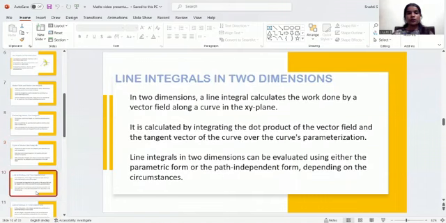Line integrals in two dimensions. In two dimensions, a line integral calculates the work done by the vector field along a curve in the xy plane. It is calculated by integrating the dot product of the vector field and the tangent of the curve over the curve's parametrization. Line integrals in two dimensions can also be evaluated using either the parametric form or the path independent form, depending upon the circumstances.